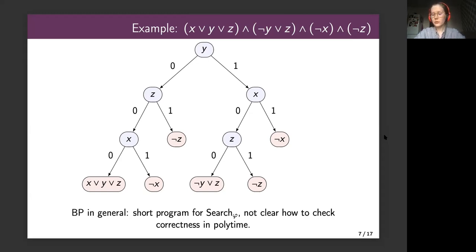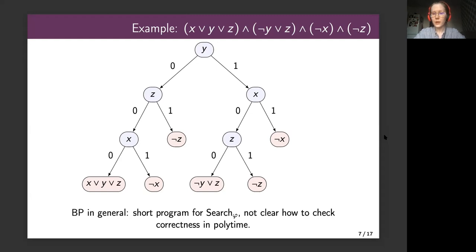A short program for arbitrary search phi would look somehow like this. We can just check all clauses consecutively. We take a clause, we ask every variable from this clause, and we check if this clause is really falsified or not.